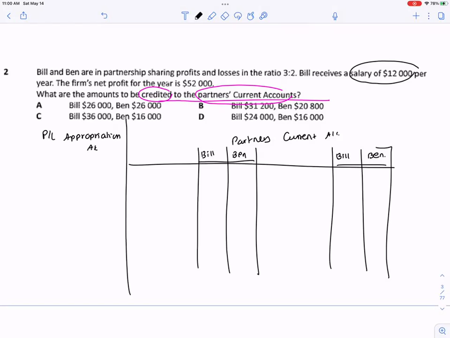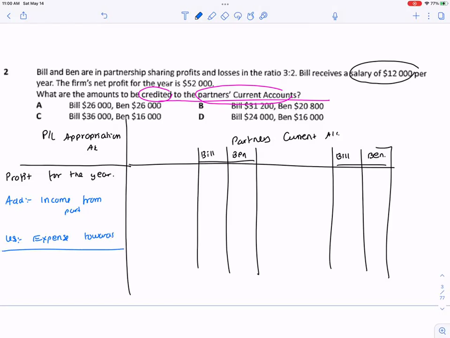Do you remember the format of appropriation account? Ma'am, do we debit all expenses and credit all incomes? No. It starts with profit for the year. This is the partnership P&L appropriation account. Profit for the year, then what do we do? Add income from partners, add interest on drawings. Then less expense towards partner: interest on capital, salary to partner, commission. What will you get? Net divisible profit.